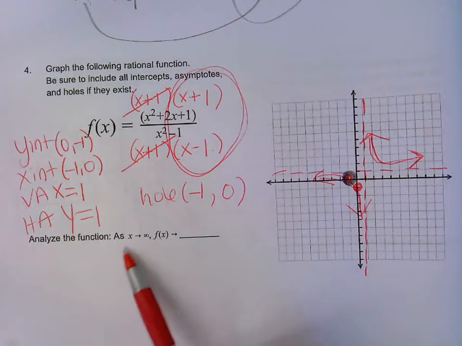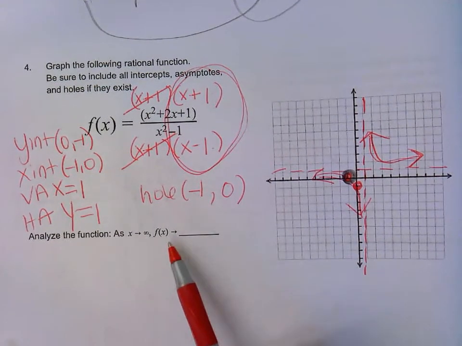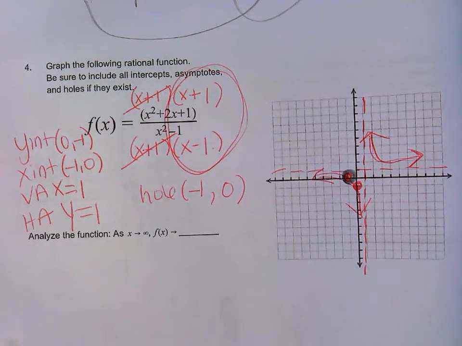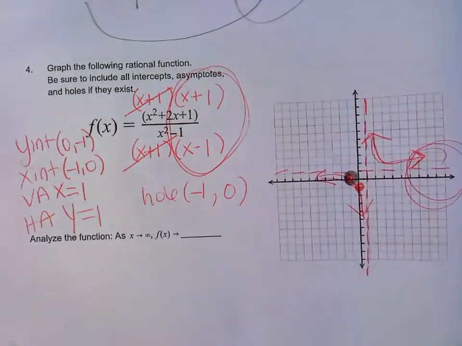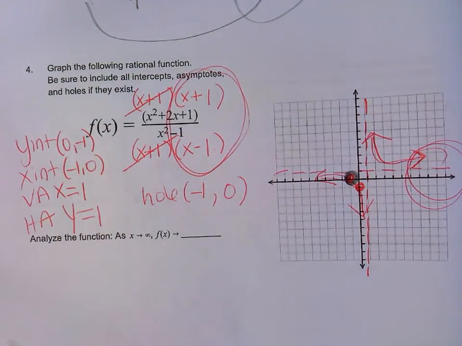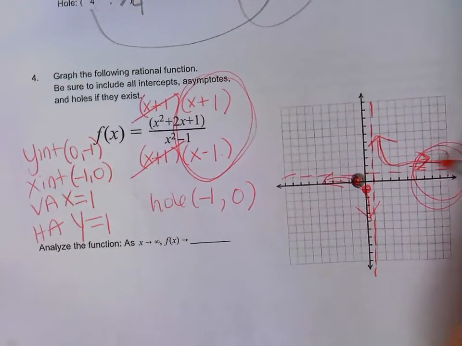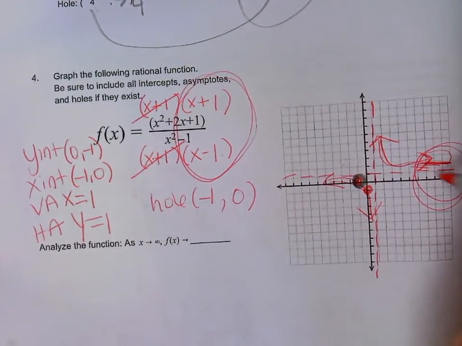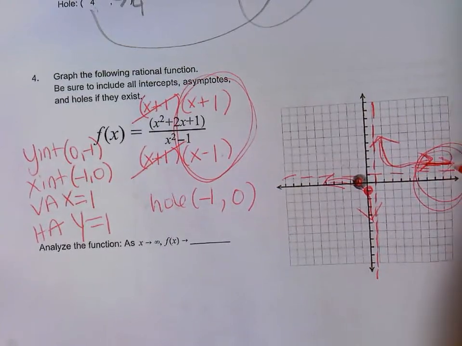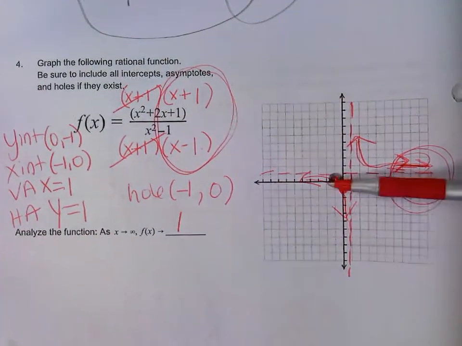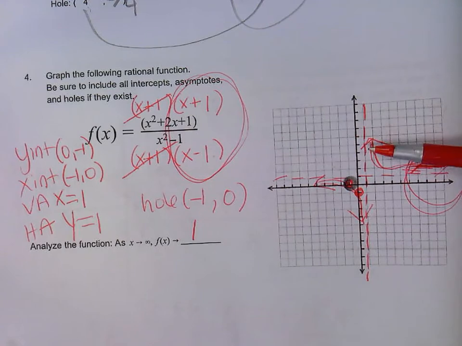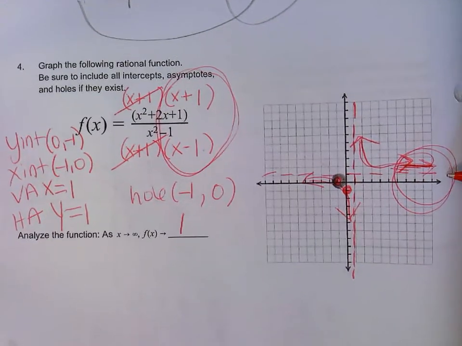And as x approaches infinity, what is the graph approaching? Here's x approaching infinity. What is the graph approaching? What y value? Is it approaching infinity? Is it approaching 0? What's that arrow approaching? What's my asymptote? What's it getting closer to? 1, right? This asymptote is at 1. So this arrow, as it keeps going, is going to get closer and closer to 1.